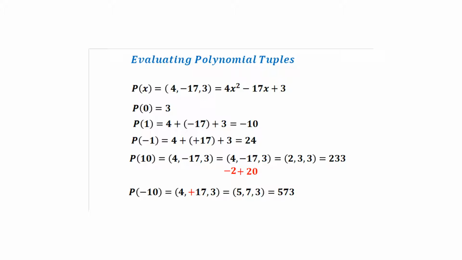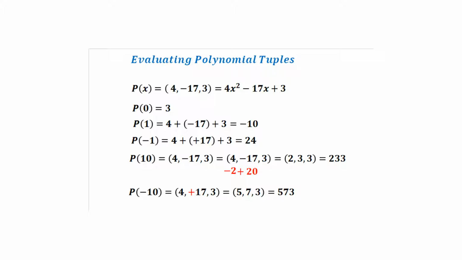If x is 0, we have 4 times 0 squared minus 17 times 0. All that stuff is 0. Then 3. So p of 0 is 3. What's p of 1? Wherever you see x, you put 1. So 4 times 1 squared, that's 4. Minus 17 times 1 is negative 17 plus 3. So we just got to add the coefficients up. 4, negative 17, and 3 is negative 10.